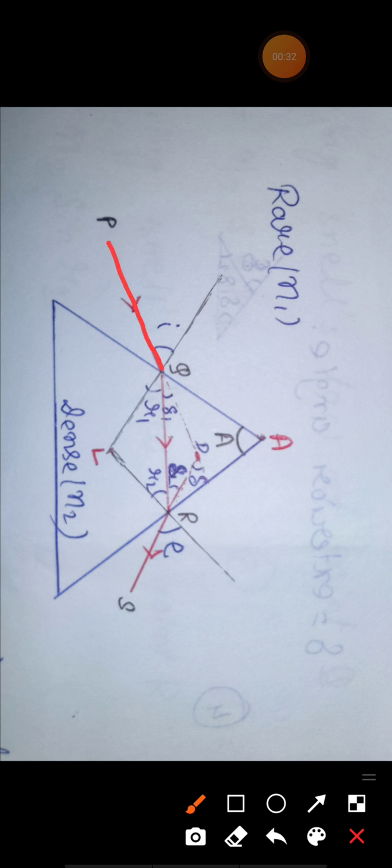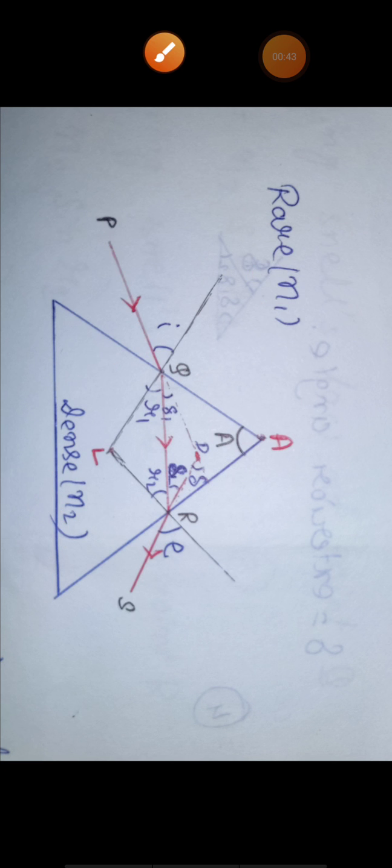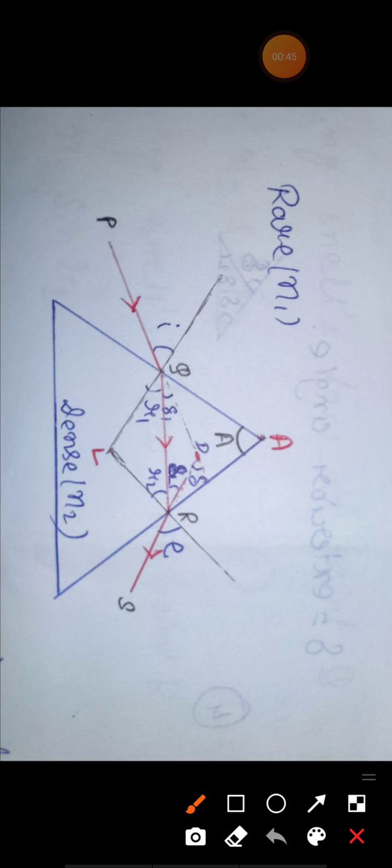Now obviously this outer medium is a rarer medium. This medium is actually air, and the inner medium is a denser medium, so this is the glass medium. So the PQ ray is falling on this prism. Since the light ray is traveling from rarer medium to denser medium, it will bend towards the normal line.